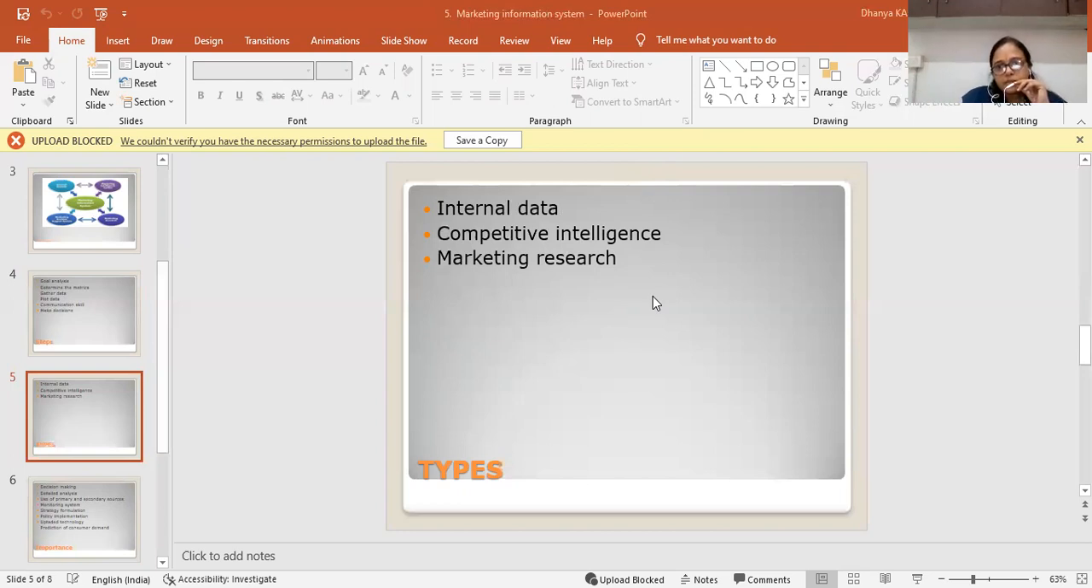So there will be certain competitive factors which have to be determined, and the steps that you are taking to withstand the competition. Then the next one is marketing research. Marketing research is a research oriented activity by which you have to improve the marketing activities.